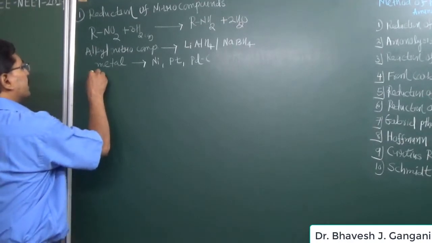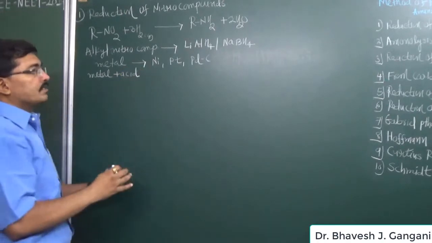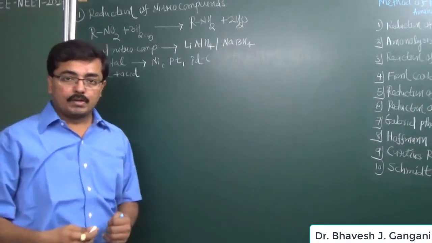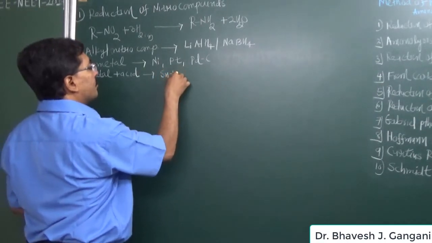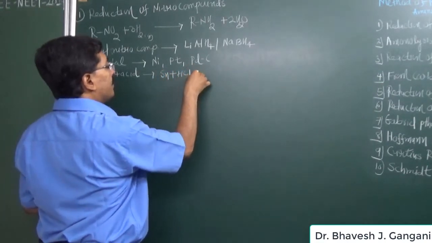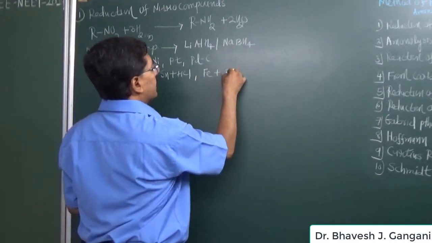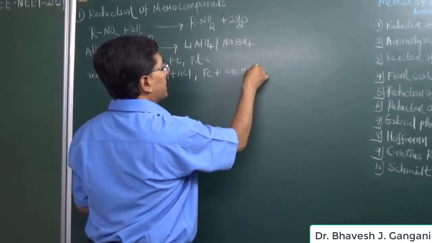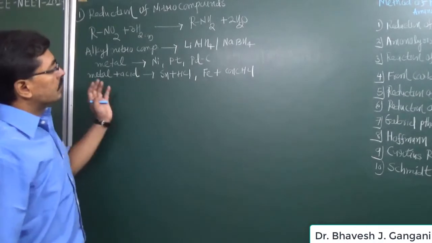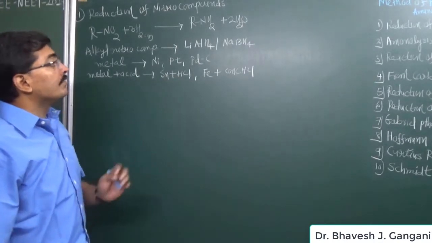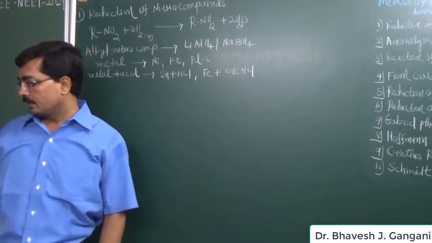Now metal and acid combinations. Metal and acid combination is very famous for reduction of nitro group. Generally one can use a tin and HCl combination. Then a very easy and cheap combination is iron scrap with concentrated HCl. Iron scrap with concentrated HCl is used on a large scale for reduction of nitro compounds. So these are the different types of reducing agents which one can use for reduction of nitro compound into amine.